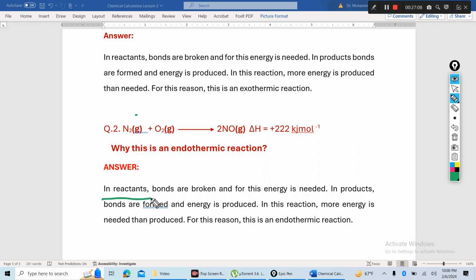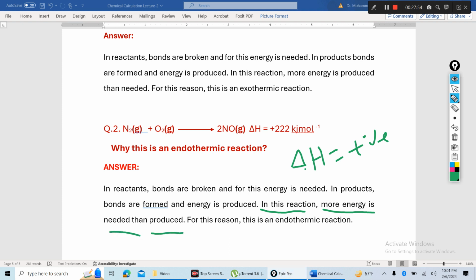As you know, in the reactant, bonds break, and for breaking bonds energy is needed. In the product, bonds are made, and for making bonds energy is produced. But endo means energy is needed, and delta H is positive. So why endo? In this reaction more energy is needed than produced.